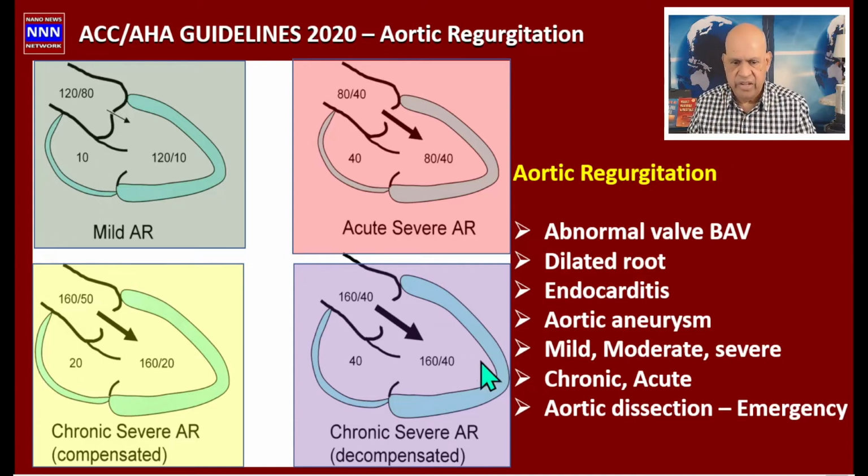As a result, their end diastolic volume and end diastolic pressure go up, but they have large ventricles, with increase in left ventricular end diastolic diameter and increase in left ventricular volume, and all of these features will help us to differentiate among these 4 different types of aortic regurgitation. So we talked about the dilated root, endocarditis, aortic aneurysm, mild, moderate, severe, acute, chronic, and of course you see acute regurgitation in patients with aortic dissection, or in patients with endocarditis, or sometimes it may be seen in patients with chest trauma.